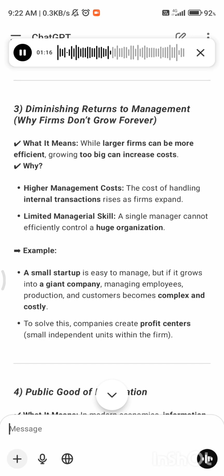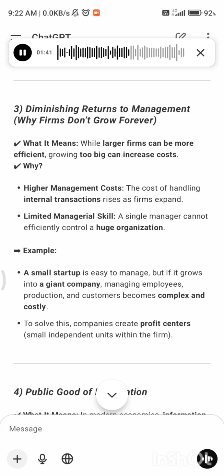3. Diminishing returns to management. Why firms don't grow forever. What it means. While larger firms can be more efficient, growing too big can increase costs. Why? Higher management costs. The cost of handling internal transactions rises as firms expand. Limited managerial skill. A single manager cannot efficiently control a huge organization.